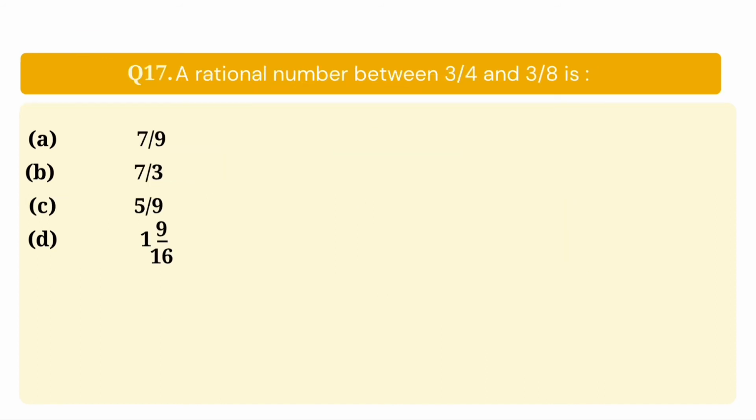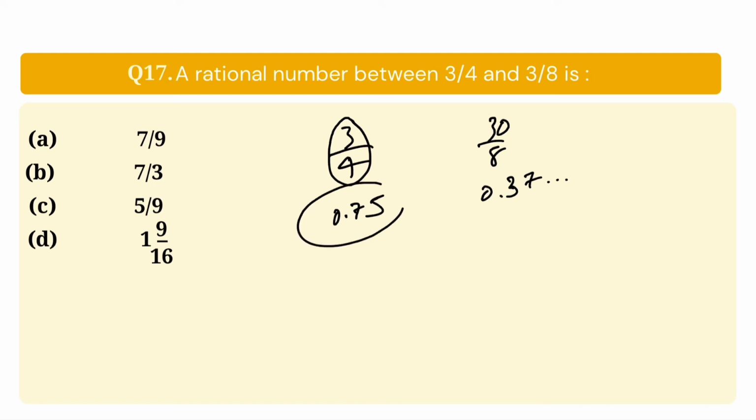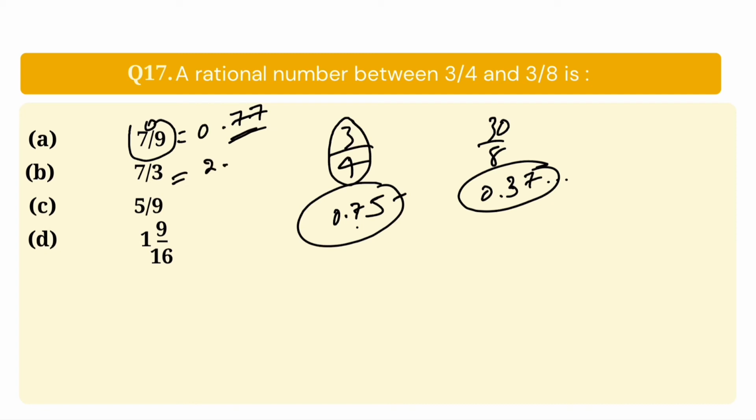A rational number between 3 by 4 and 3 by 8 is... Okay, so first find the exact values. 3 by 4 means 0.75, 3 by 8 means 0.375, working out 8 times 3 is 24, 8 times 7 is 56, and so on. So between 0.75 and 0.375, if you convert to decimals, you get these values. Let me check what about the rational number 7 by 9. 7 by 9 is 0.7, 9 times 7 is 63, remainder 7, so it will be 0.77.